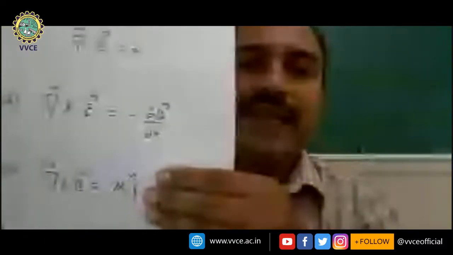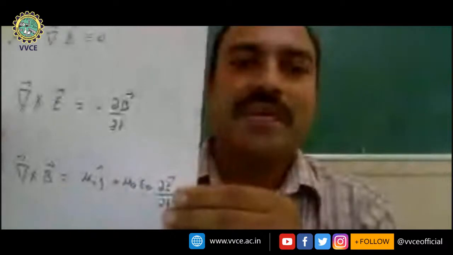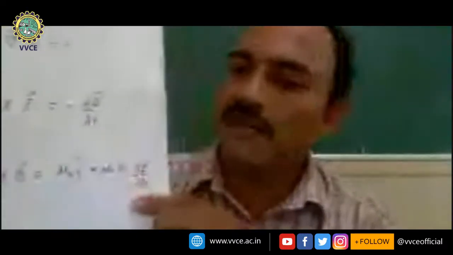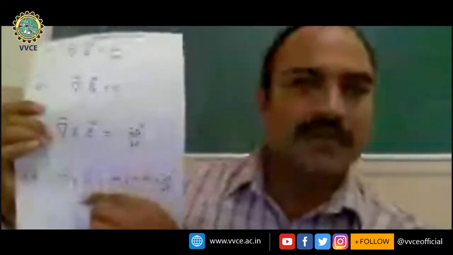But the second term is nothing but the displacement current. This is the correction, the second term, mu naught epsilon naught dou E by dou t. This is the correction added by Maxwell to Ampere's law.